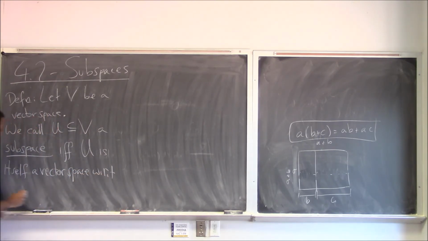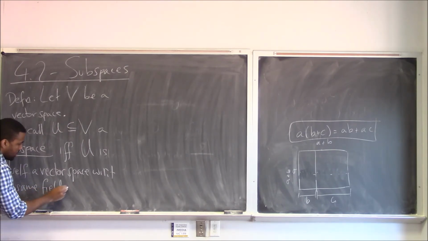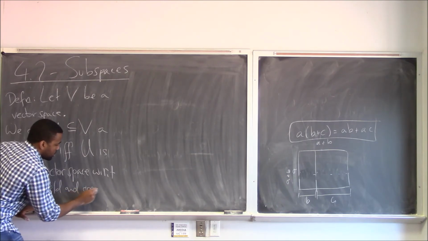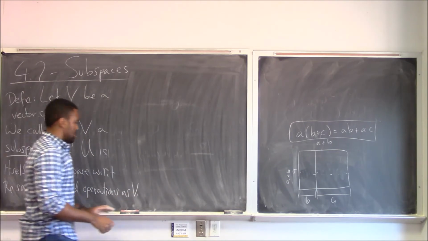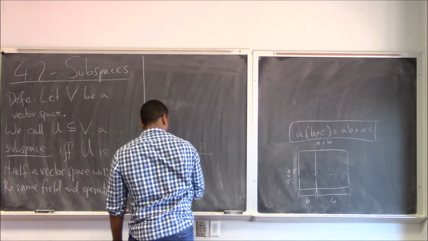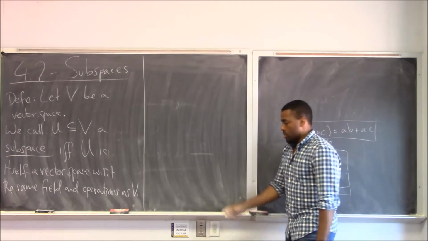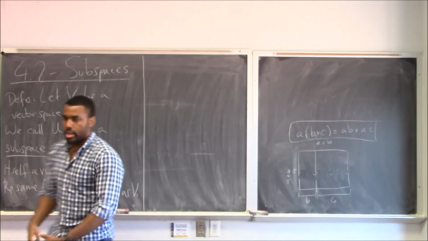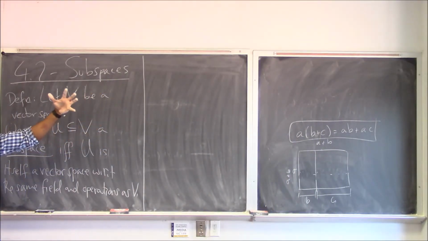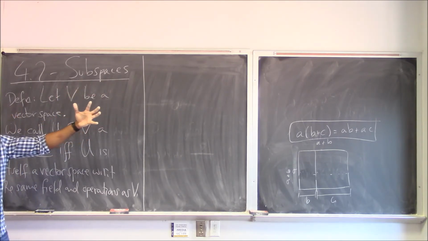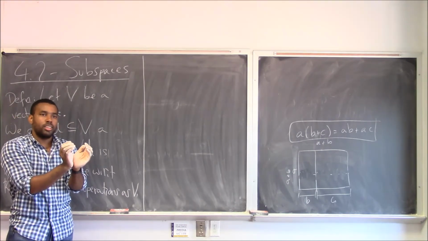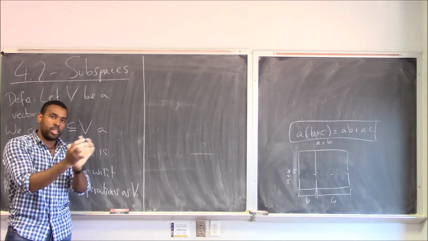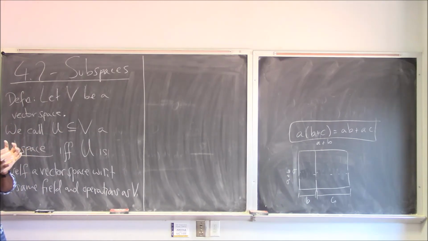With respect to the same field and operations as V. So this is talking about when I have one large group of things that I know is a vector space. I've already verified the rules for them, but I don't want to look at the whole thing at once. I want to talk about a little subset of that thing. And I want to know, can I apply my vector space rules to this subset I made, right?